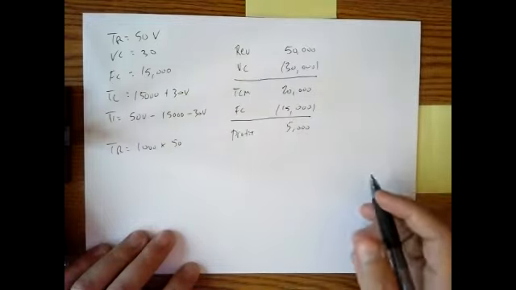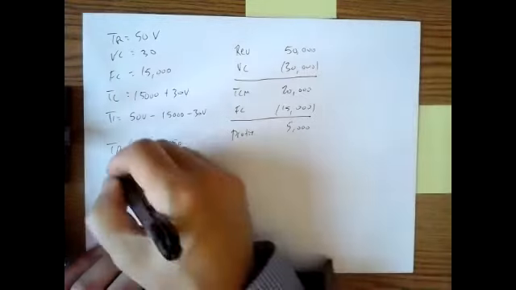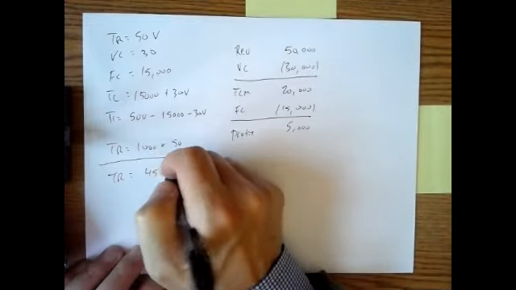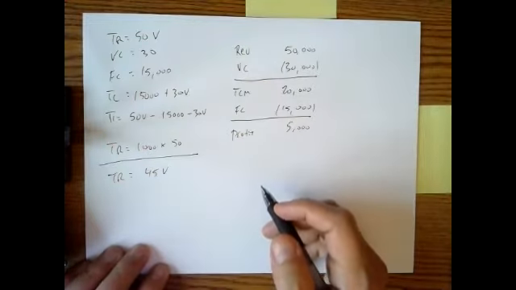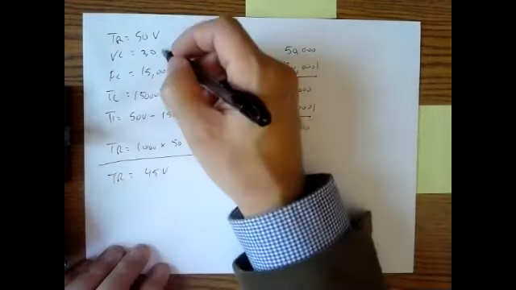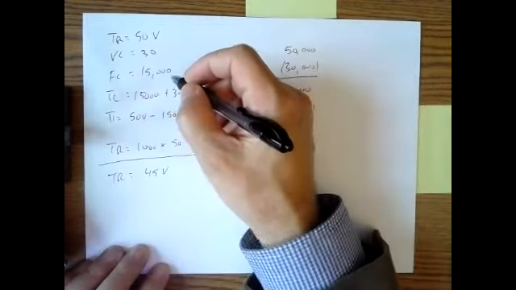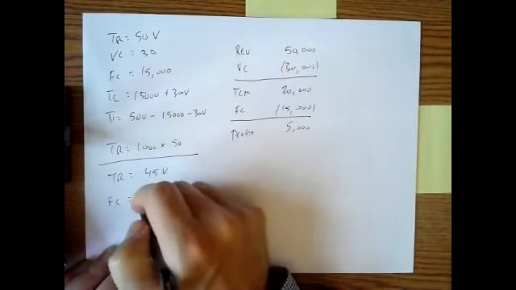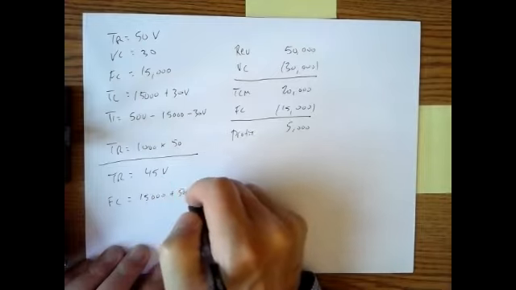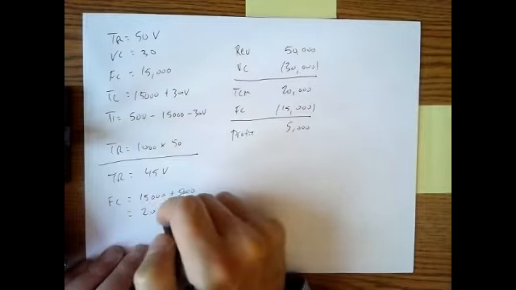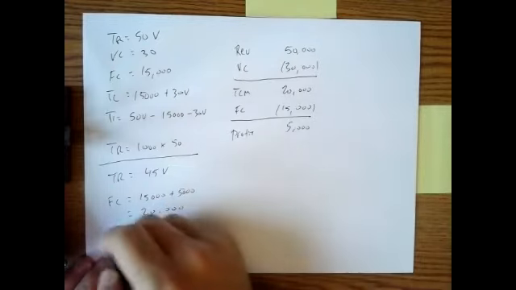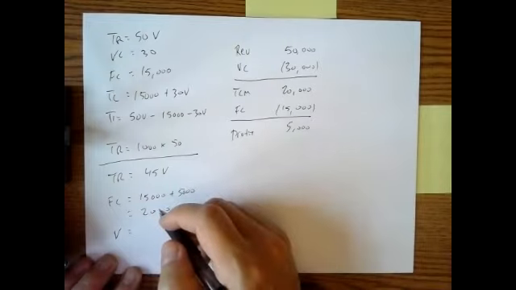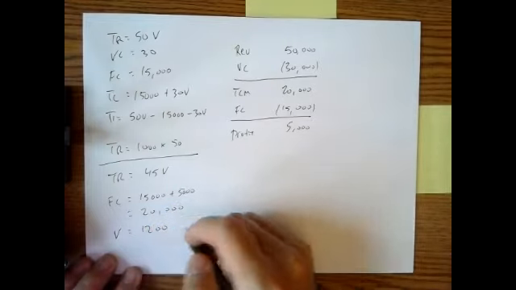Now, if we make the changes, total revenue is going to be $45 per visit because we're going to cut the price by $5. No change to variable cost. Fixed cost is going to go up by 5,000. So fixed cost is going to be 15,000 plus 5,000 for advertising, which is 20,000. And volume is going to go from 1,000 to 1,200.